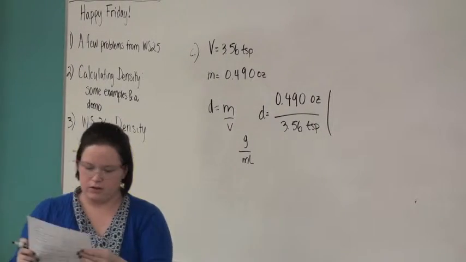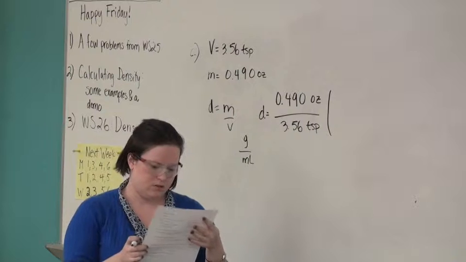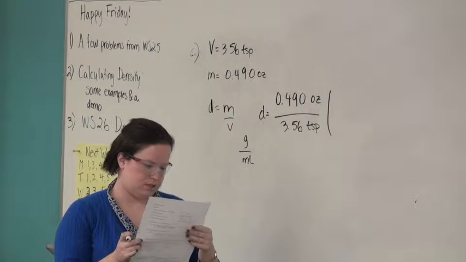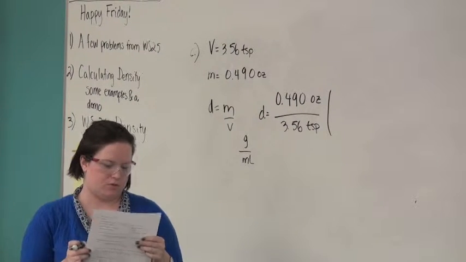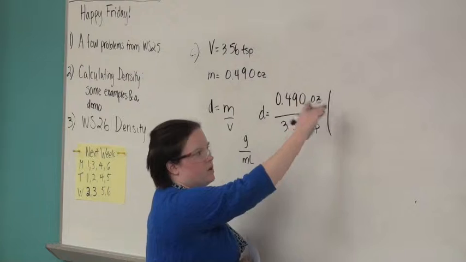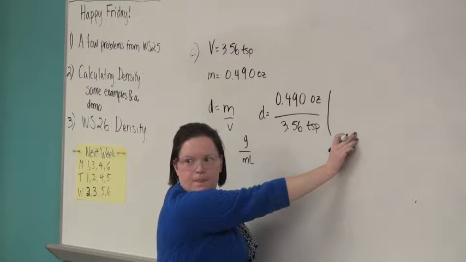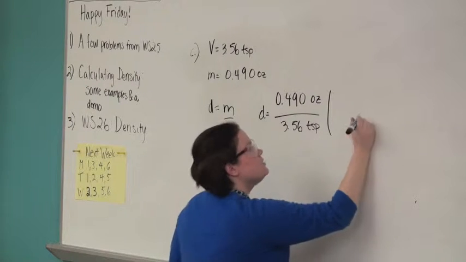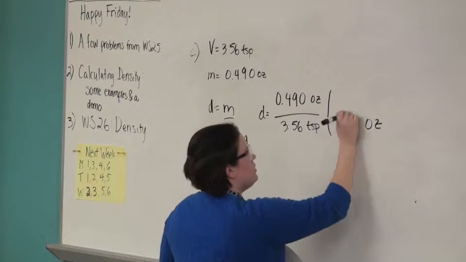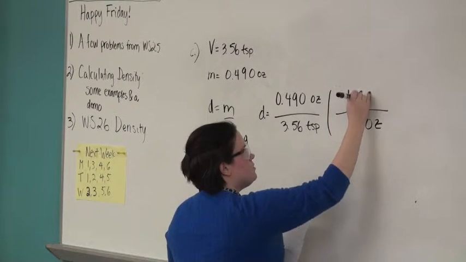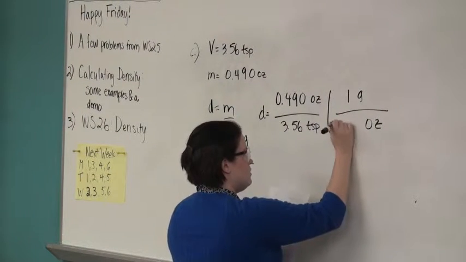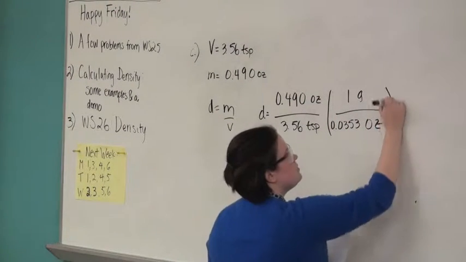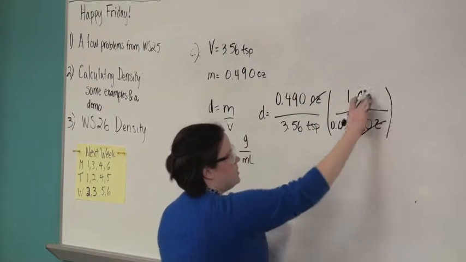So, if I look at the equalities at the top of the page, I see that 1 gram equals 0.0353 ounces. So what goes on the bottom here? Ounces. Good. It needs to cancel out. And the top is grams. So 1 gram equals 0.0353 ounces. So it cancels out my ounces, I have grams, so that's good.